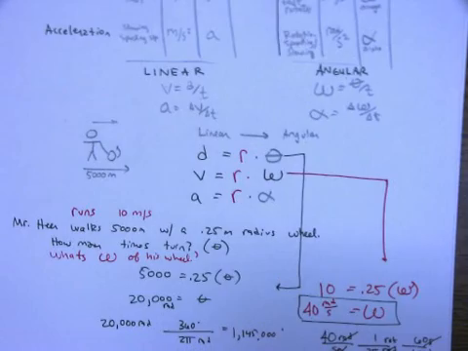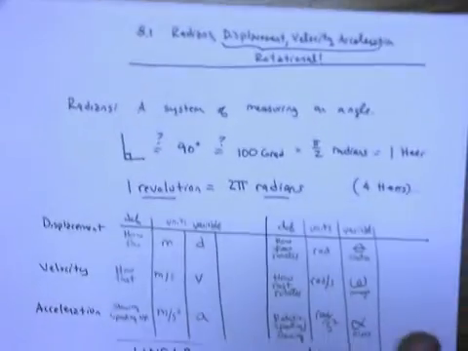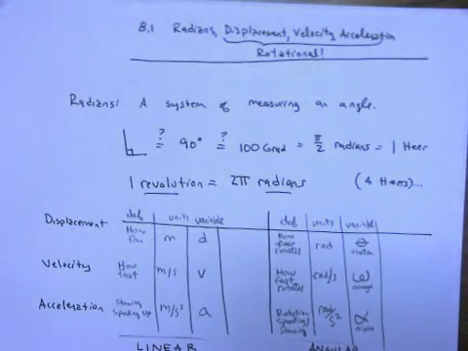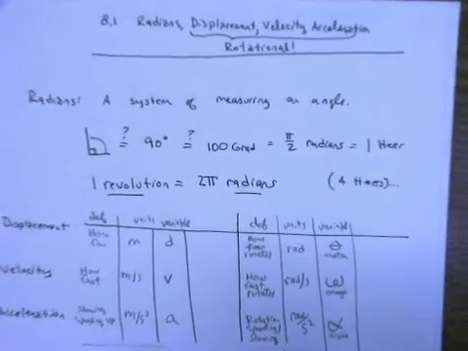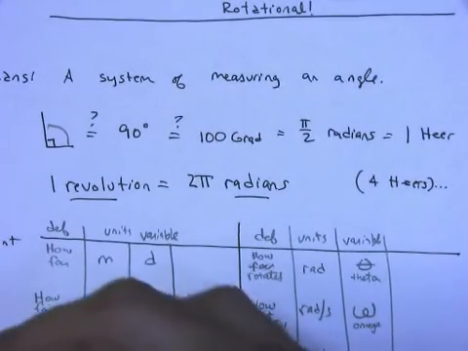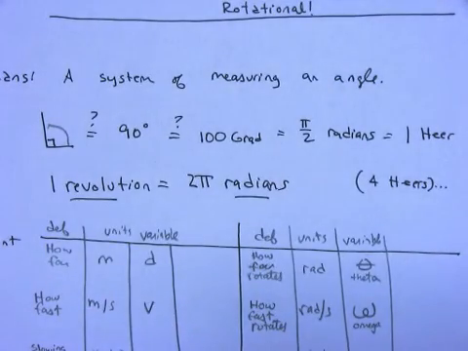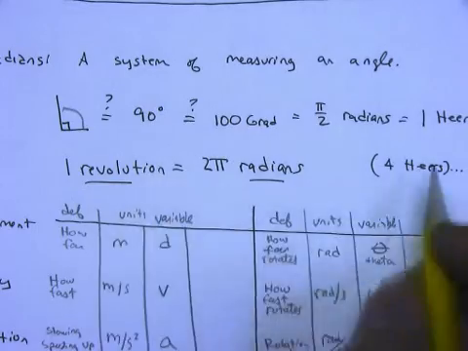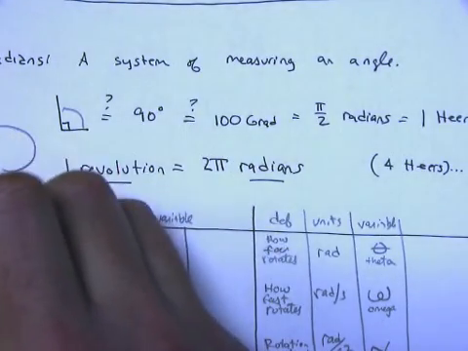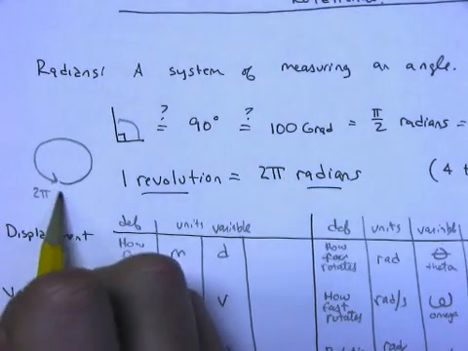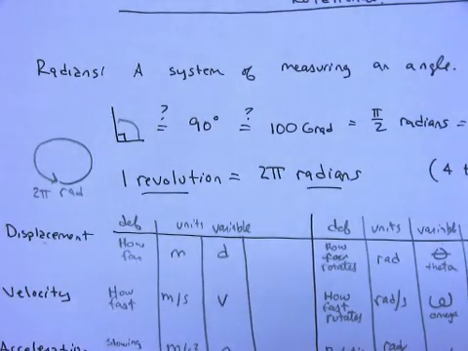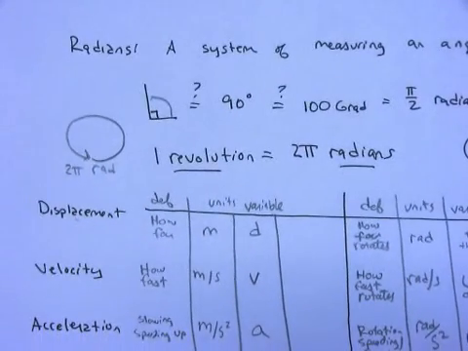So here's a summary. We're going to be dealing a lot with radians in this chapter. In fact, everything's going to be radians. Don't think of this angle as 90 degrees. Think of it as pi over 2. One revolution, so if you go around the circle once, that is 2 pi radians. Around the circle once, 2 pi radians.